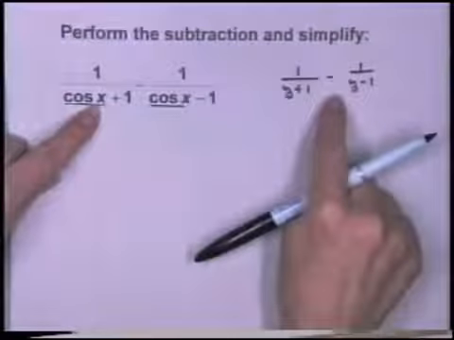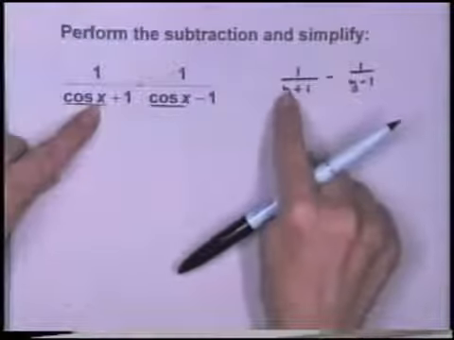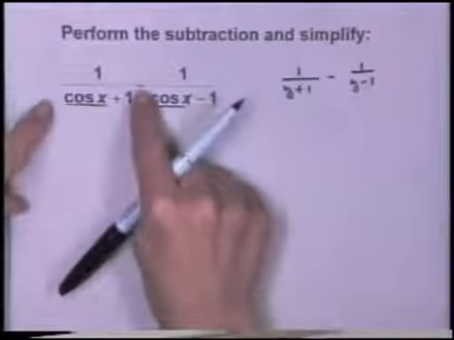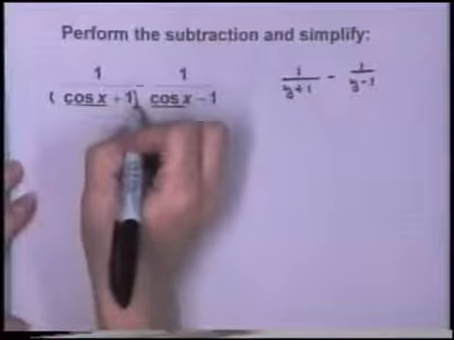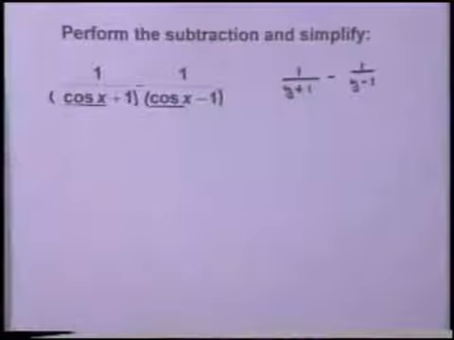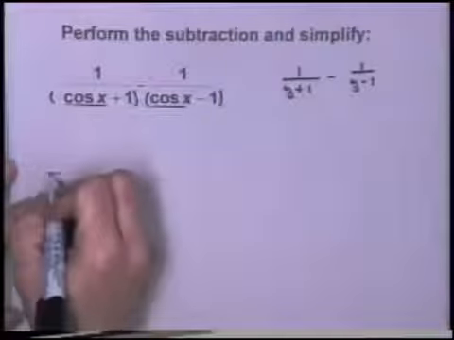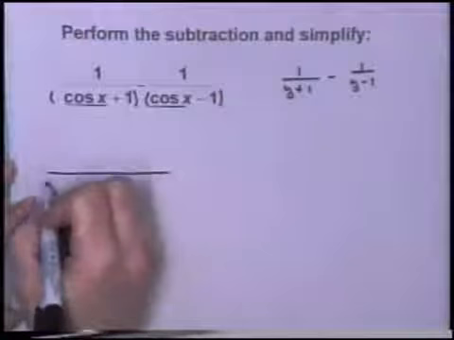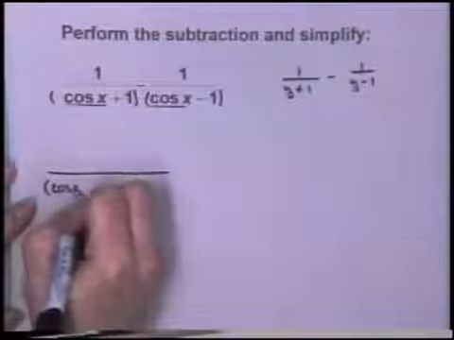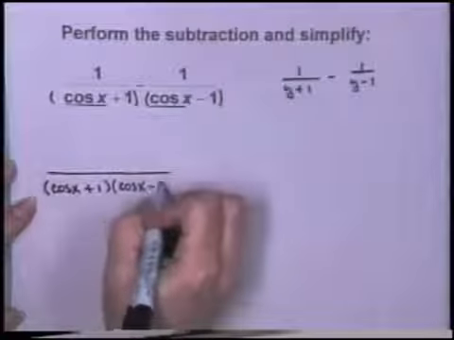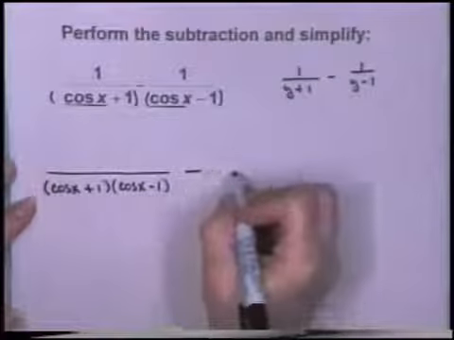So thinking about a problem like this from algebra, we would get a common denominator of y plus 1 times y minus 1. So to do this subtraction, we're going to get a common denominator, and our common denominator will contain the factors cosine x plus 1 and cosine x minus 1. So I'm going to come down here. We will be creating new fractions. My common denominator, we've already said, is going to be cosine x plus 1 times cosine x minus 1.